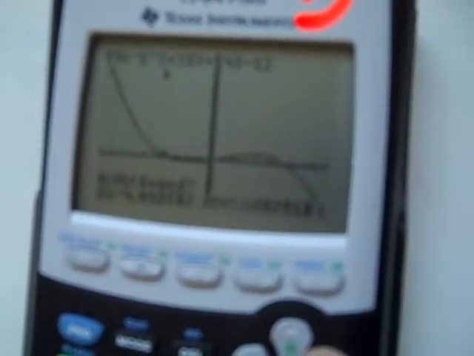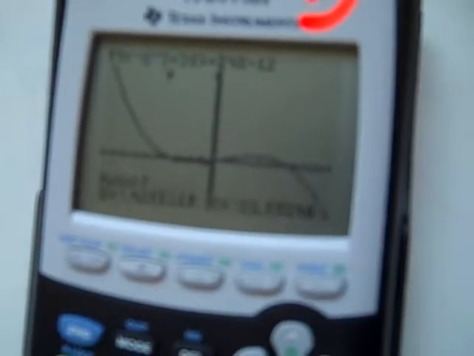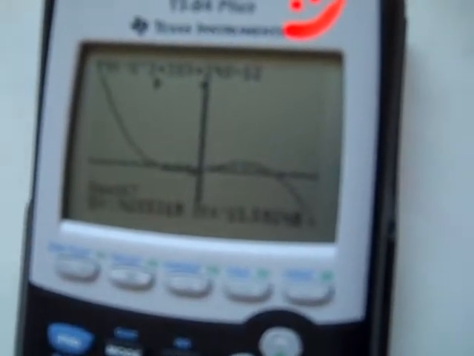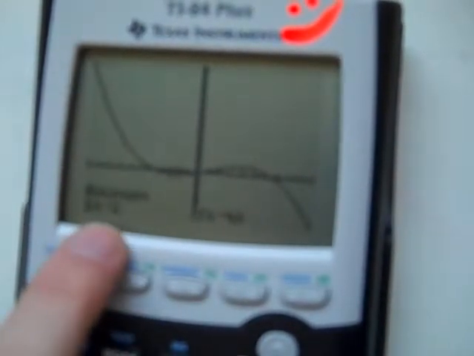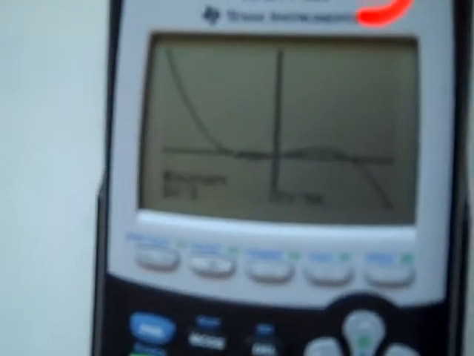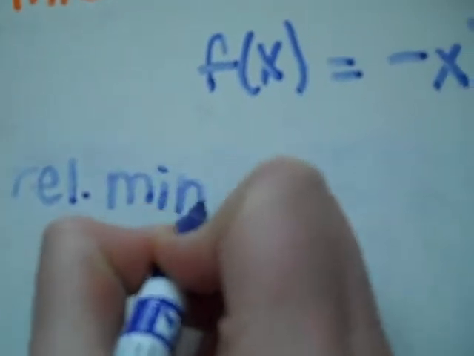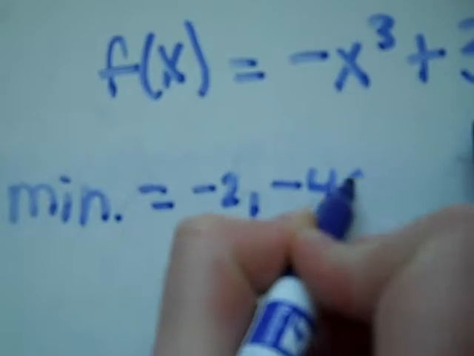And then it asks you for the right bound, so you're going to move your cursor all the way over to the other side of where you think the minimum is and click enter. And then it asks if you want the calculator to guess, and yes, you do. So you click enter again. It then gives you the minimum of x is negative 2 and y is negative 40. So you now know that your relative minimum equals negative 2, negative 40.